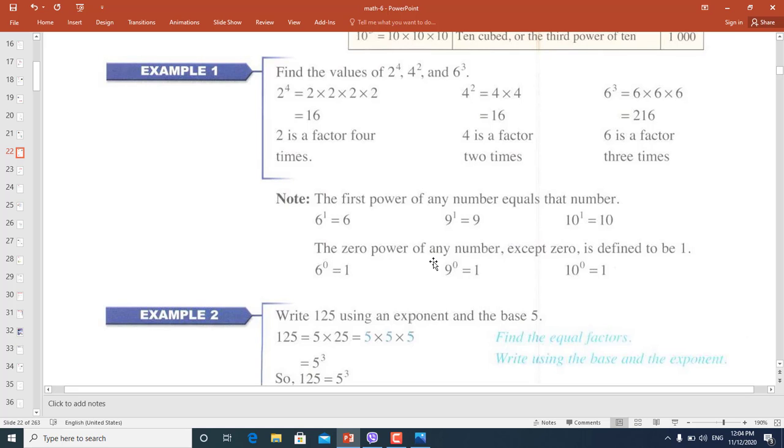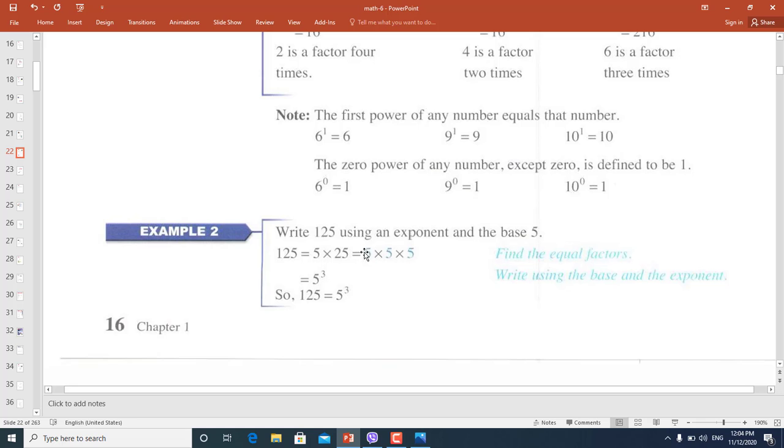The zero power of any number except 0 is defined to be 1. Any number we have with exponent 0, that means it's 1. It's equal to 1. 6 power 0, or 9 power 0, or 10 power 0, it is 1.